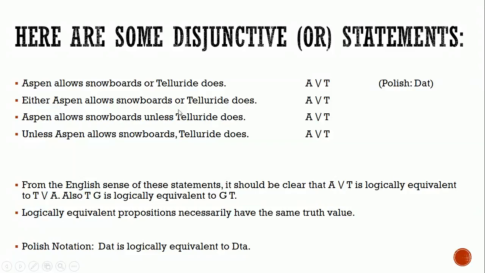Either Aspen allows snowboards or Telluride does: A or T. Aspen allows snowboards unless Telluride does: A or T. Unless Aspen allows snowboards, Telluride does: A or T. Okay? Also, from the English sense of these statements, it should be clear that A or T is logically equivalent to T or A.